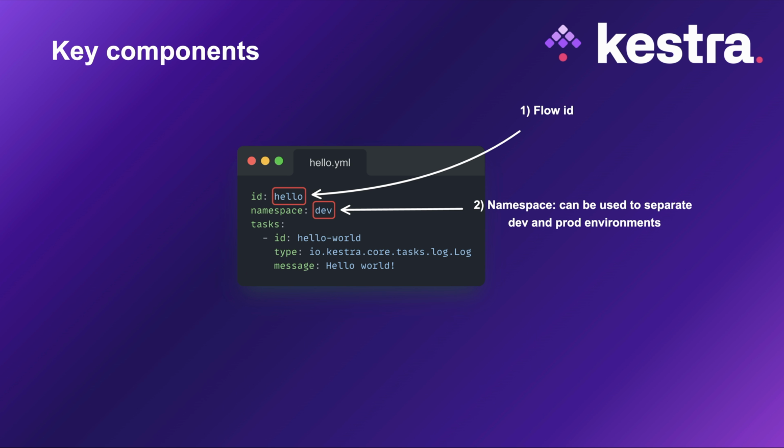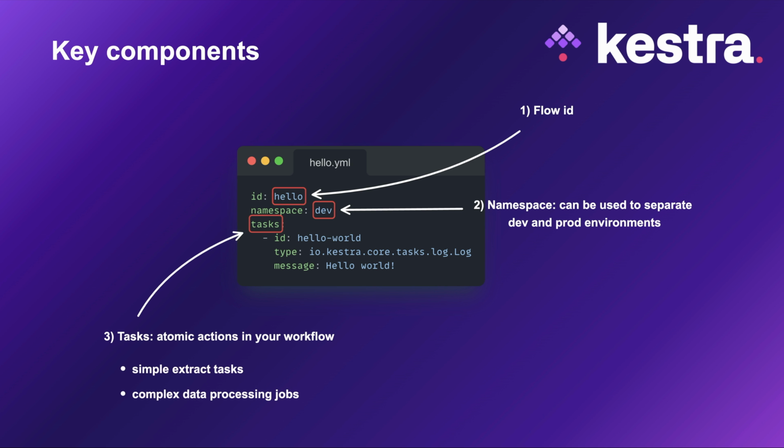The last key component are tasks. Tasks are atomic actions in your workflow. They can be small, for example, extracting data from an API, or they can be large data processing jobs running heavy data transformations. Tasks are defined in form of a list. By default, all tasks in the list will be executed sequentially, one after the other. So the second task will start as soon as the first one finishes successfully. Kestra provides additional customization, allowing to run tasks in parallel or to allow failure of specific tasks. Check the developer guide for more details.